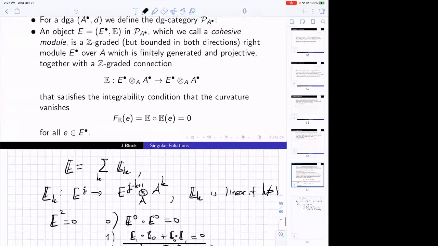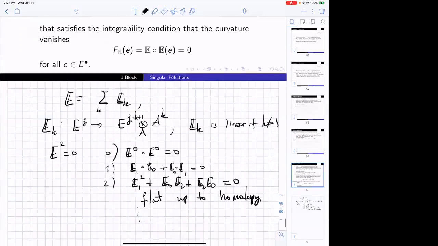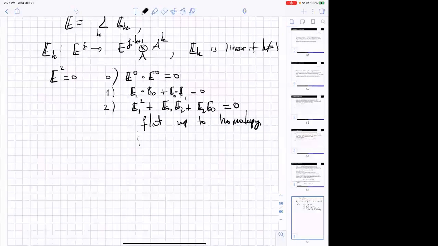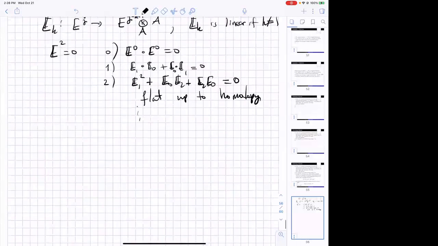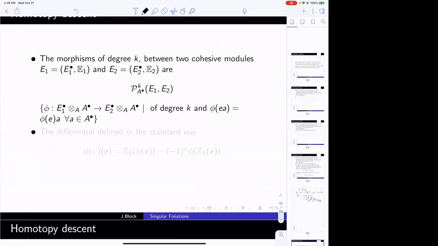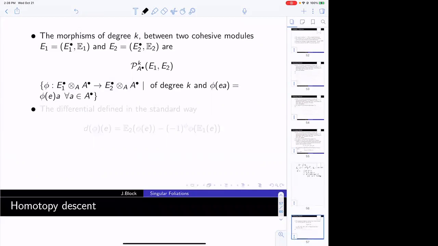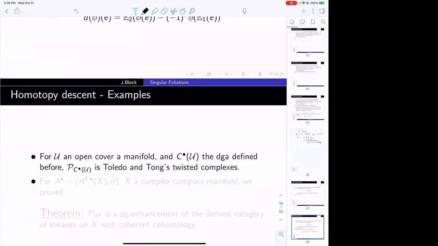So that's what this condition that the curvature of E is zero means. It means all these conditions here. So it means that you have a complex of vector bundles or projective modules. It means that the connection part of the superconnection E1 intertwines the differential. It means that it's flat up to homotopy, plus higher terms. And of course, you then define morphisms of degree k between cohesive modules and so forth. I'm not going to dwell on that.